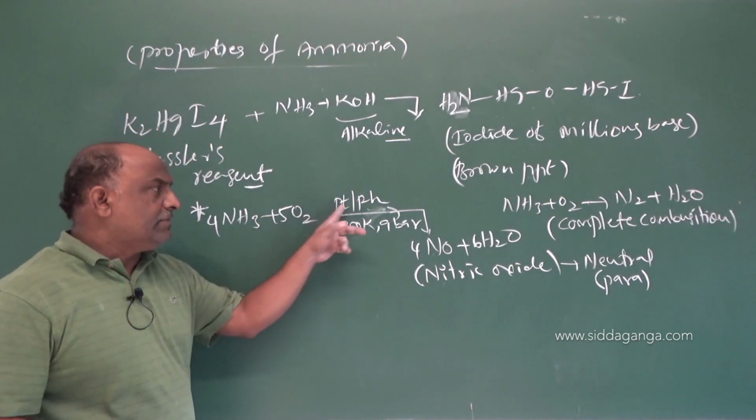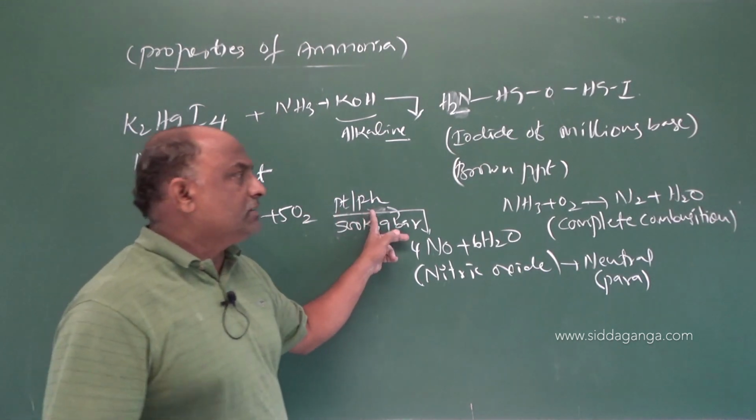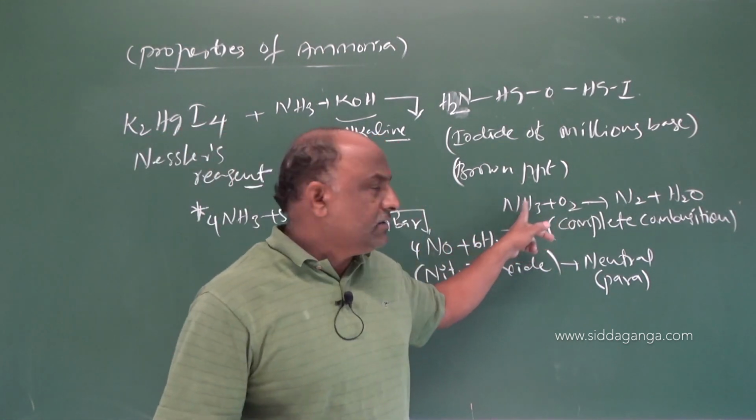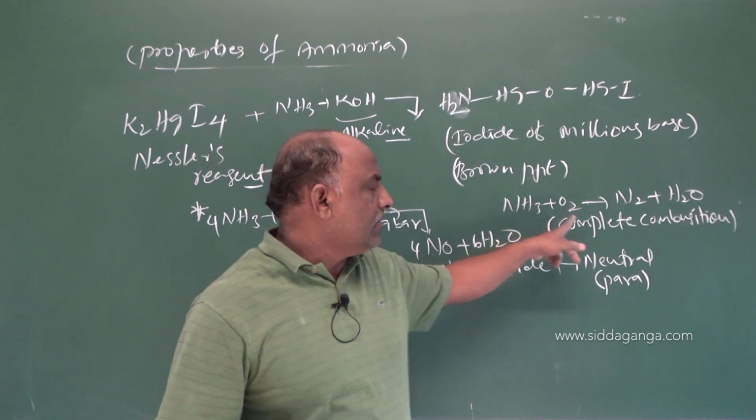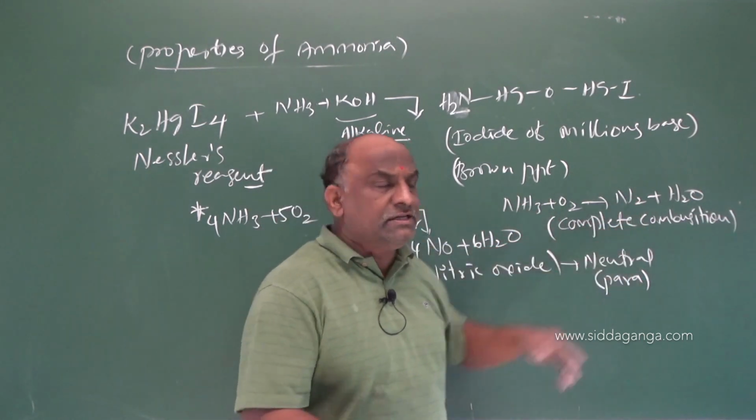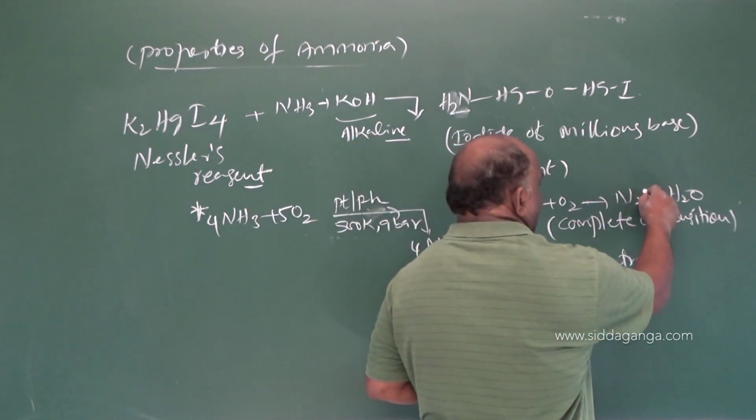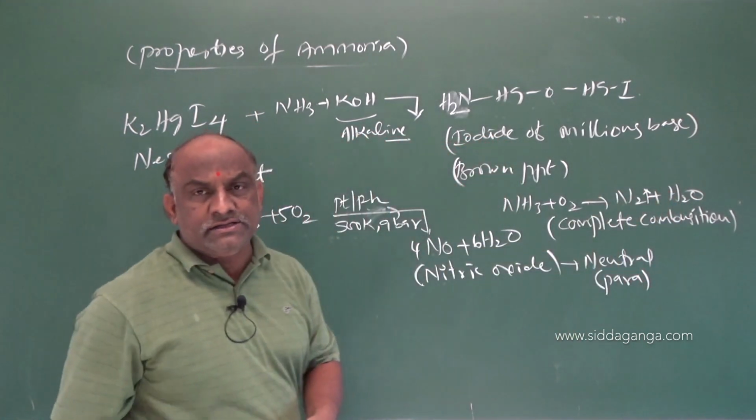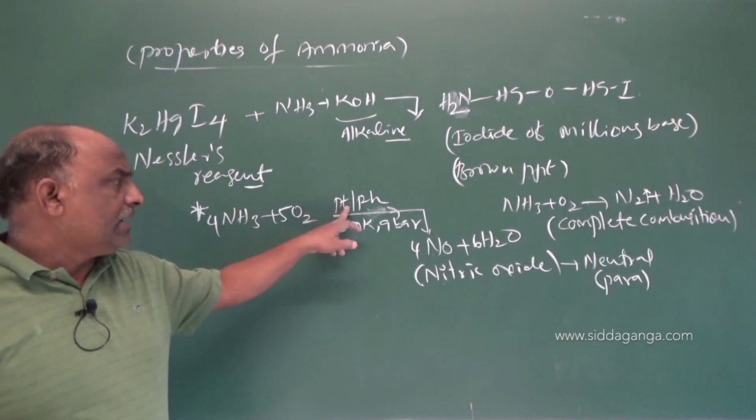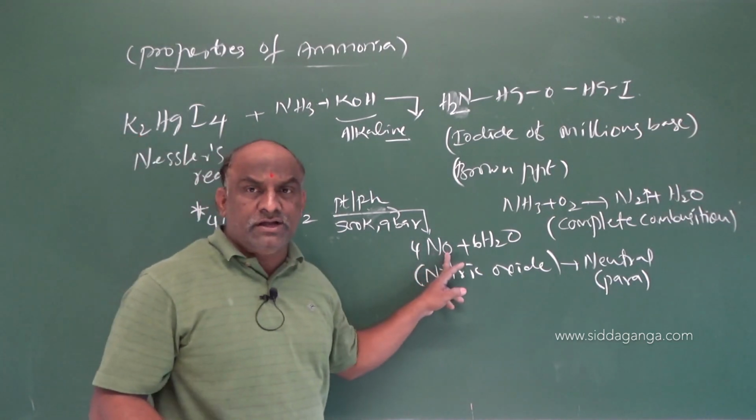Oxidation takes place in the presence of platinum rhodium. Directly oxidation is nothing but complete combustion. Which gas does it liberate? Dinitrogen gas. In this reaction it liberates dinitrogen gas. On oxidation with platinum rhodium we will get nitric oxide.